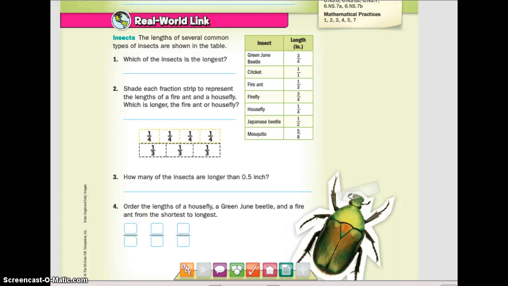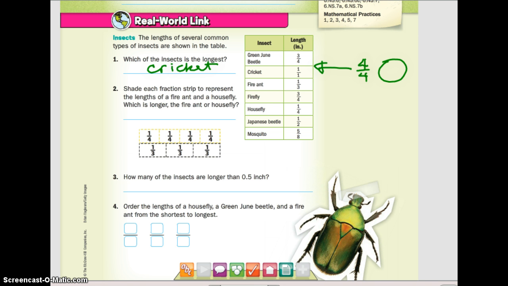So now let's look at this real-world link. We have a number of insects in the table. When we look at the fractions, we notice that the denominators are different. In order to determine which insect is the largest, we have to think about it in terms of a whole or make the denominators the same. In this case, let's just look at it. When we look at the cricket, we notice that it's 1 over 1, which means it's 4 over 4, or a whole, which is larger than any partial fraction. So we can say that the cricket is the largest of the insects.